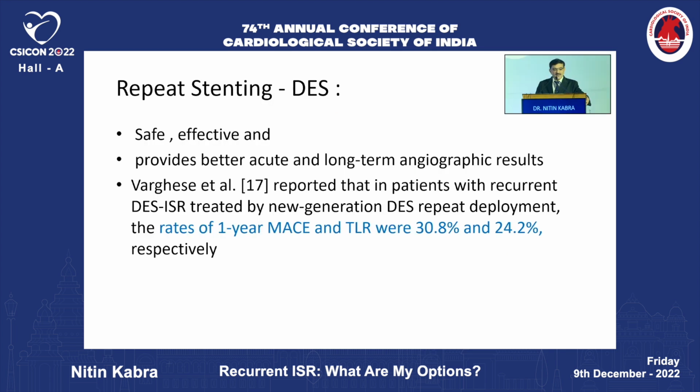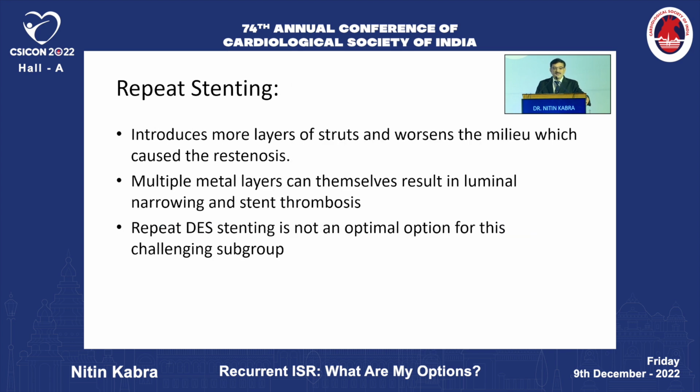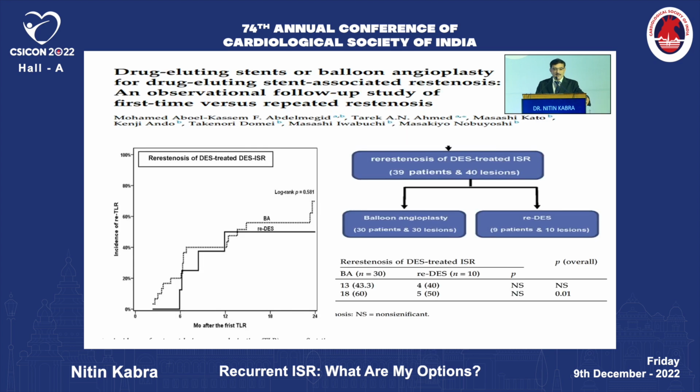Repeat stenting is safe, effective, and it provides better acute and long-term angiographic results, but the rates of 1-year MACE and TLR are very high at 31% and 25% respectively. Repeat stenting introduces more layers of struts and worsens the milieu which caused the restenosis in the first place, and multiple metal layers by themselves can result in luminal narrowing and stent thrombosis. So repeat DES stenting may not be an optimal option for the treatment of this challenging subgroup.